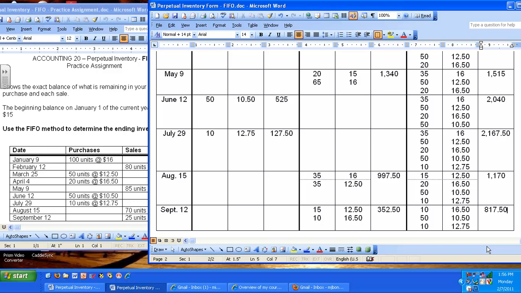All right, as you can see, I did the calculations and I also recorded the additional sale that was made on September 12th. I'm hoping that this will assist you in understanding how to do perpetual inventory.